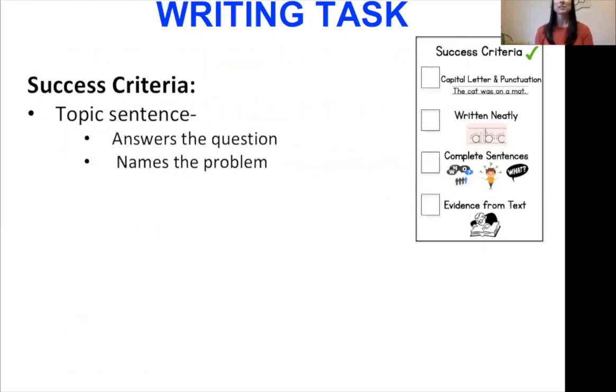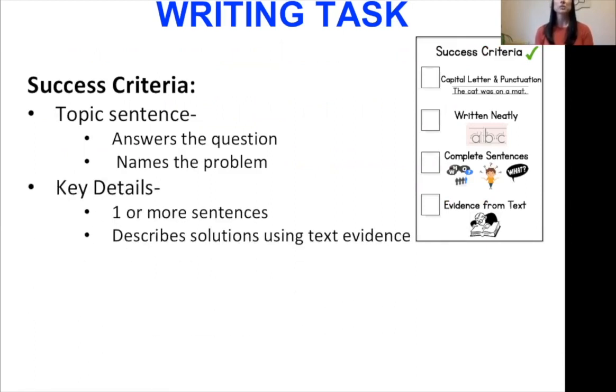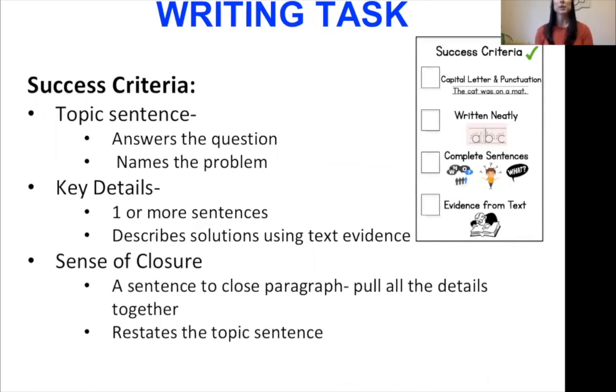Today we will work on our topic sentence together. Remember, in order to be successful, you will need a topic sentence, a few detailed sentences, and a sentence that provides a sense of closure. Let's learn a little bit about how to write a good topic sentence. Every time we write a topic sentence, we want to use text evidence, but put the answer in our own words. It is also important when we write a topic sentence that it tells our reader what we are writing about. For this task, it is important that we name the problem.